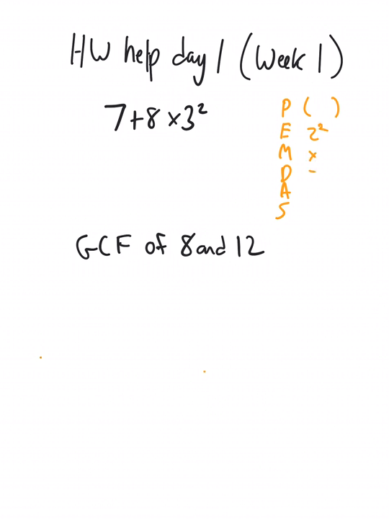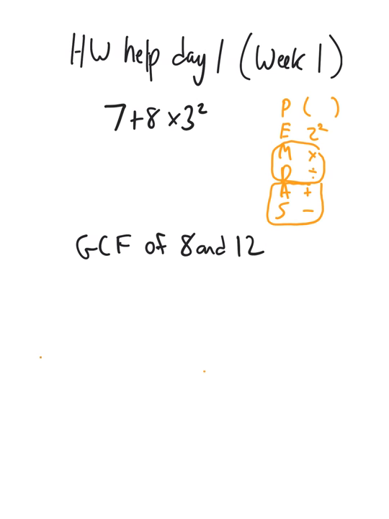Multiply and divide. Now I'm going to circle these because you do those third, and you do those in left to right order, and add and subtract you do last. I'm going to circle those because you do those last and you do those in left to right order.